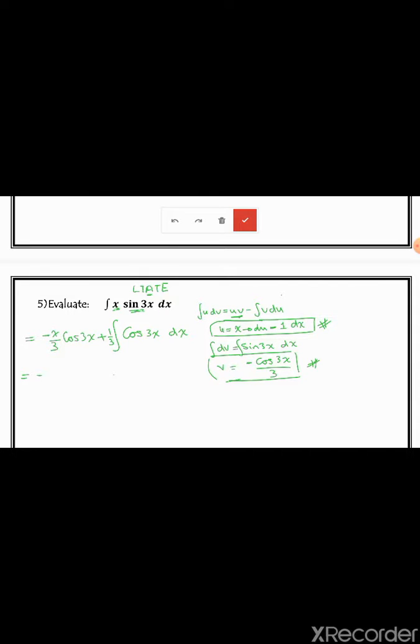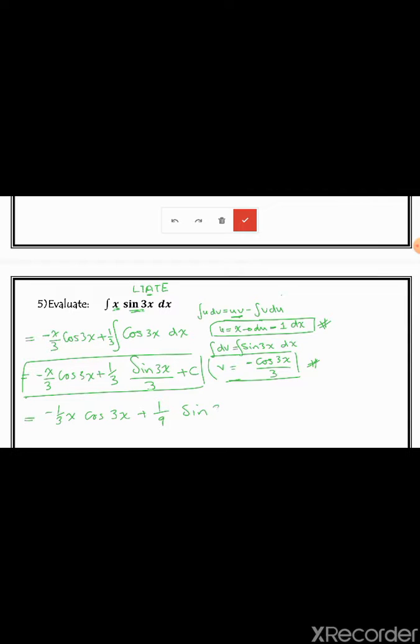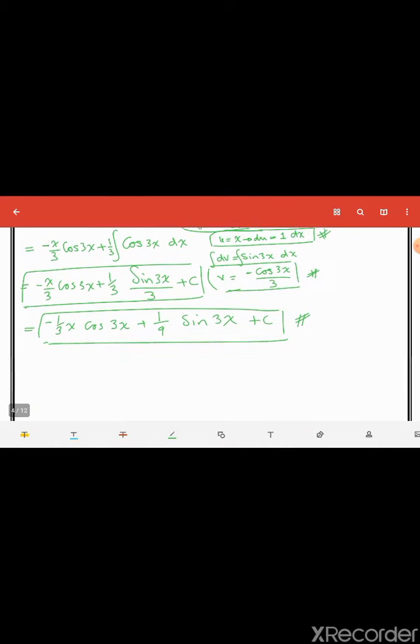Then it's equal to negative 1/3, or is x over 3 cosine 3x plus 1 over 3, and the integral of cosine is sine 3x, and this all over 3 plus c, which is the constant of integration. You can handle your answer and write it as negative 1/3 x cosine 3x plus 1 over 9 sine 3x plus c. Thank you. This is the first way how to use the rule, which is uv minus the integral of v du. But I would like to solve by the second way.